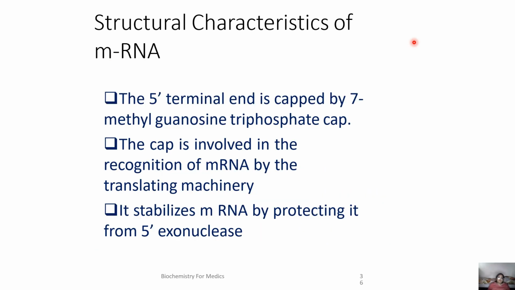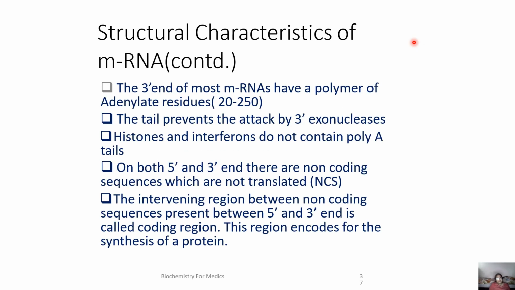Structural characteristics of mRNA: the 5' terminal is capped by a 7-methyl guanosine triphosphate cap. The cap is involved in the recognition of mRNA by the translating machinery. It stabilizes mRNA by protecting it from 5' exonuclease. Then we have the 3' end, where most mRNAs have a polymer of adenylyl residues. The tail prevents attack by 3' exonucleases. Histones and interferons do not contain poly A tails.